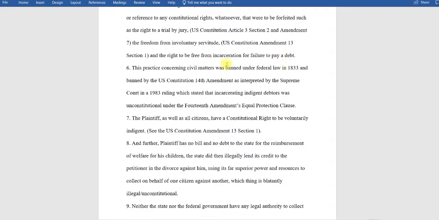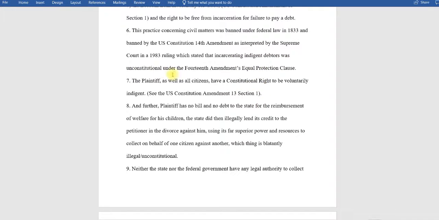Okay, so the practice of incarcerating somebody for a debt in civil matters was banned by the Constitution, interpreted by the Supreme Court in 1983, ruling that incarcerating indigent debtors was unconstitutional, okay, under the 14th Amendment. The plaintiff, as well as all citizens, have a constitutional right to be voluntarily indigent. So what is indigent? Well, that means you have the right to be a freaking bum if you want to be a bum.